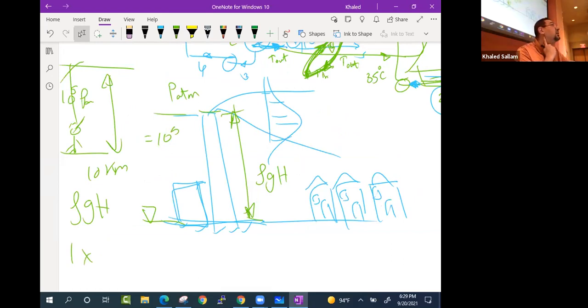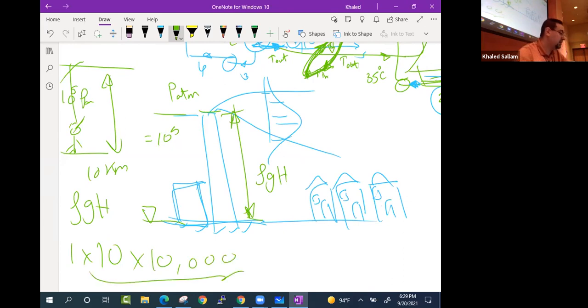9.81, right? The gravitational acceleration, let's call it 10. And then the height of the air column on top of our head is 10 kilometers, right? So that is why we are carrying 1 bar, or 100,000 pascal, on our head, just simply the weight.